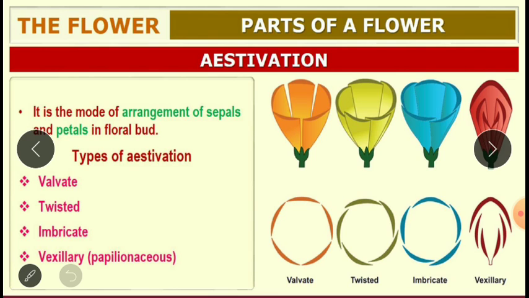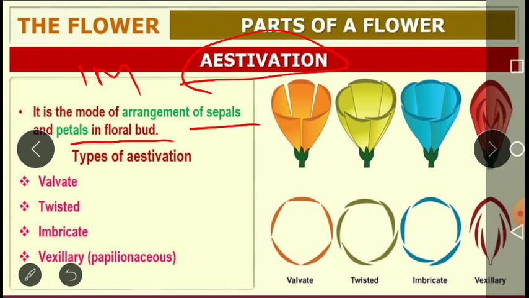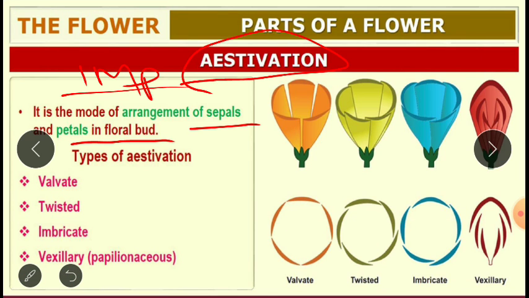So how they are going to be having the arrangement in the flower, that we have to study. And this arrangement of the sepals and petals in the floral bud is known as aestivation, important from exam point of view, usually most likely asked question for exam. Aestivation. What is aestivation? It is the mode of arrangement of sepals and petals in the floral bud is known as aestivation. You should learn this by heart.